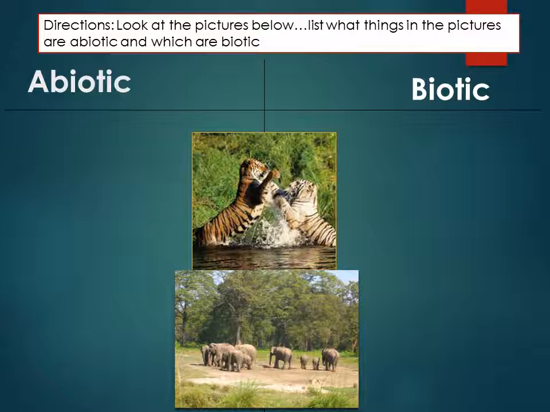Alright, so here we see two different pictures. I want you to list which things in the pictures are abiotic and which things are biotic. I'll give you a moment.